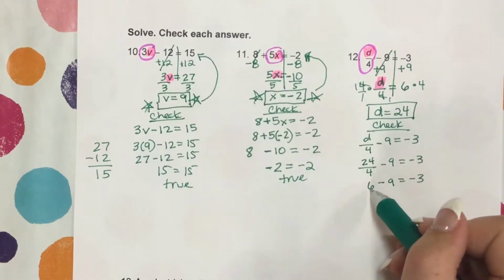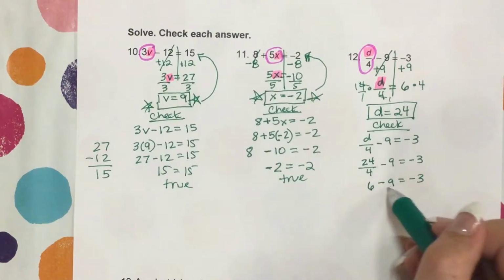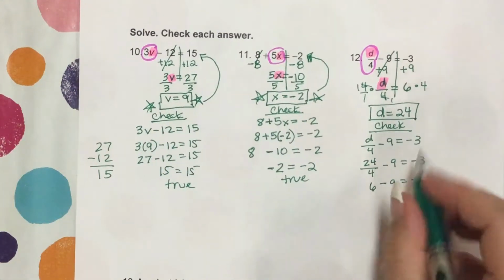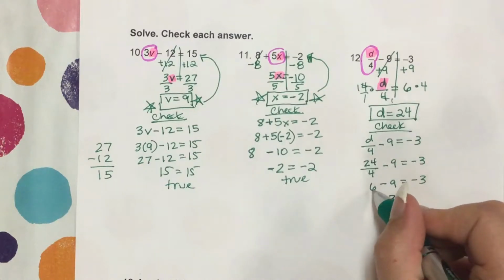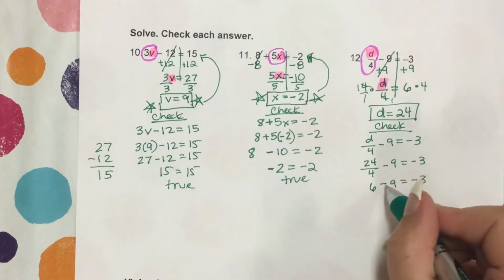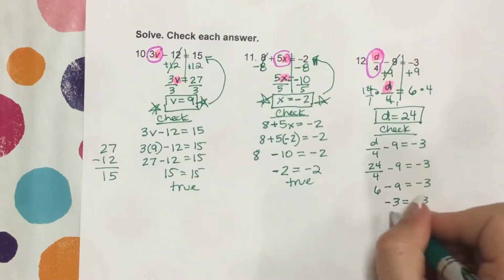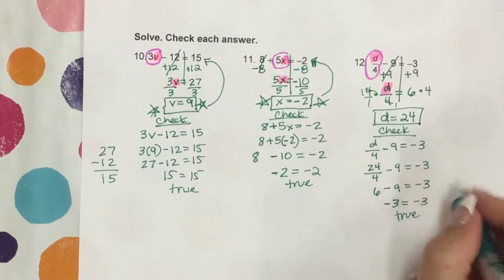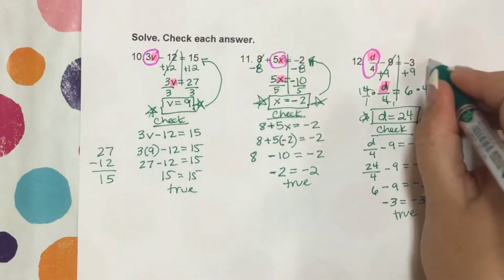And here I have a positive 6 and a negative 9. Positive and a negative, the signs are different, so I got to take the difference between the two. The difference between 9 and 6 is 3, but I got to figure out if it's a positive 3 or a negative 3. I look at 6, I look at 9, which number is bigger? 9 is bigger and 9 is negative. That means that my answer is going to be negative. So there you go. Negative 3 equals negative 3. This is a true statement, which means our answer, d equals 24, is the solution to the original equation.